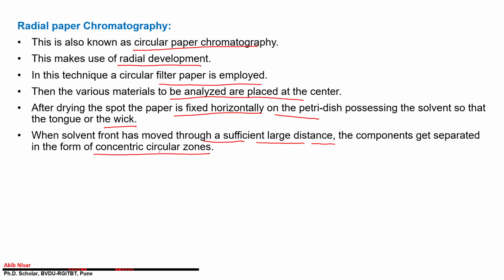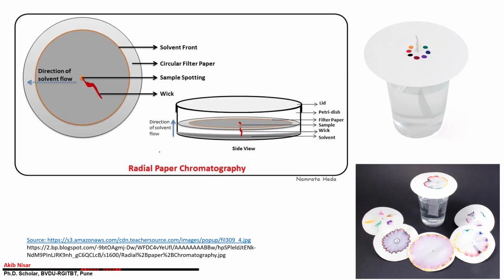You will see a figure here. You can see this is the technique of radial chromatography, or you can say radial paper chromatography. Again I am telling the same, it's the same, but the difference is here you are allowing your mobile phase to go through a stationary phase in a circular motion, or you can say a circular way or radial movement.